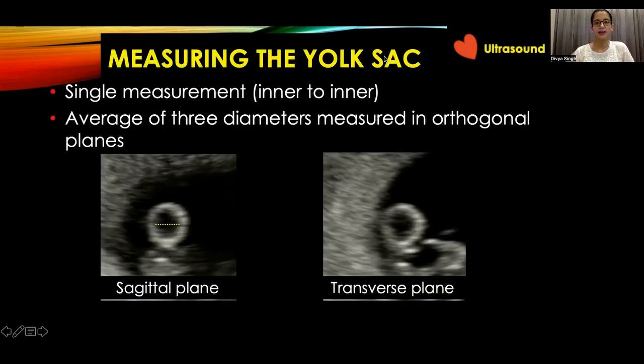Coming to measuring the yolk sac, it is measured in a similar fashion as the gestational sac. One can either take a single measurement in the plane where it appears the biggest, inner to inner measurement, or just like the gestational sac, one can take an average of 3 diameters measured in orthogonal planes. So you take the first dimension in the sagittal plane like this, the second dimension perpendicular to it, and then rotate the probe 90 degrees anti-clockwise to get the transverse plane and take the third measurement from side to side, as you see in this picture.